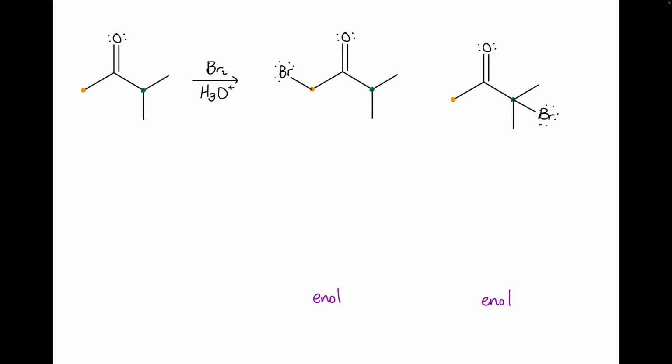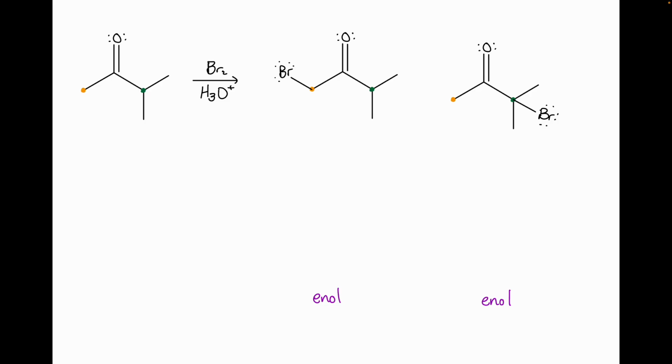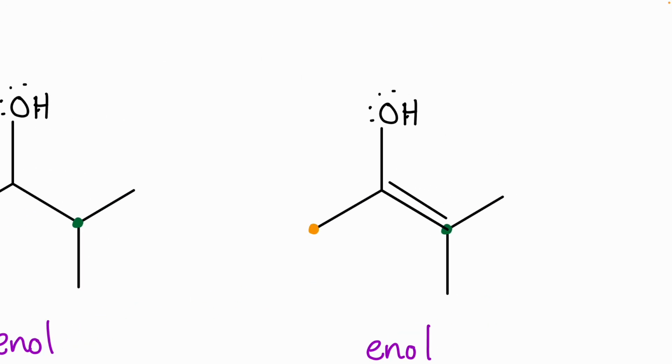Right? If I'm going to form my product where that halogen is over on that leftmost alpha carbon, that means that my carbon-carbon double bond in my enol had to form on that leftmost carbon. And if I'm going to do my product where my enol forms on that rightmost carbon, that means that my enol has to have its carbon-carbon double bond over on the right.